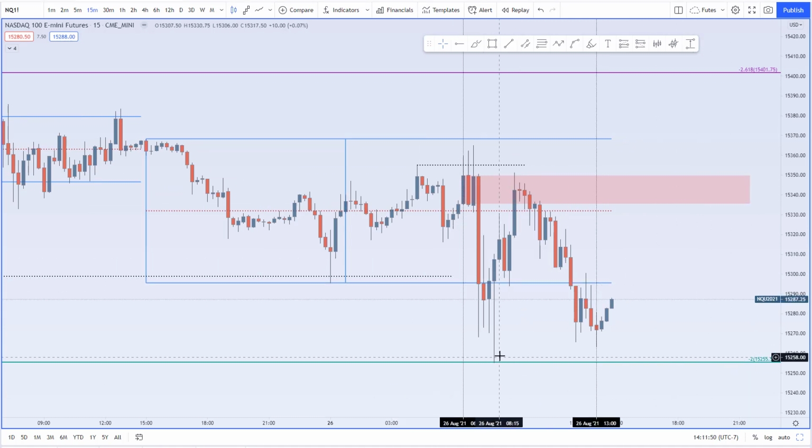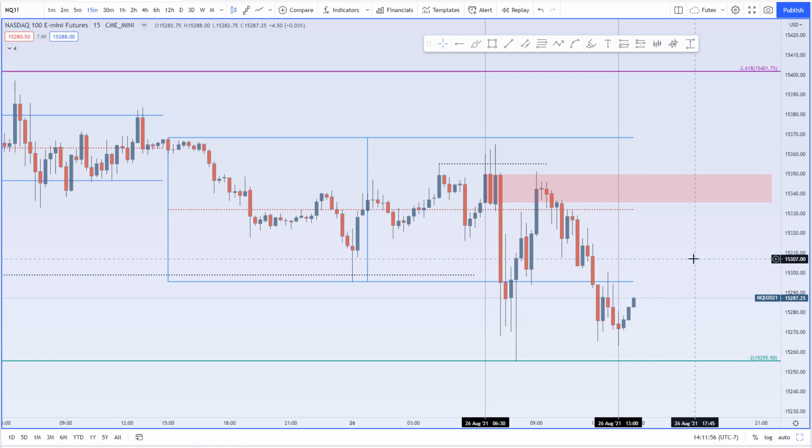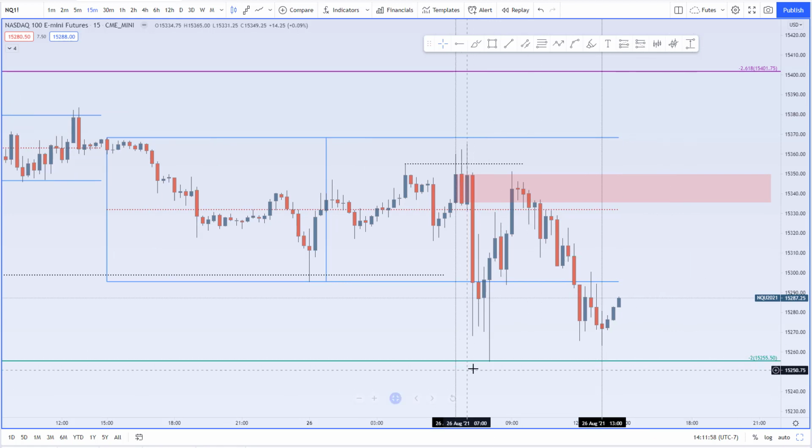And so for that reason, this supply zone here becomes a lot more important than other ones. So let's talk about how we can react to this sort of false recovery that we had here.